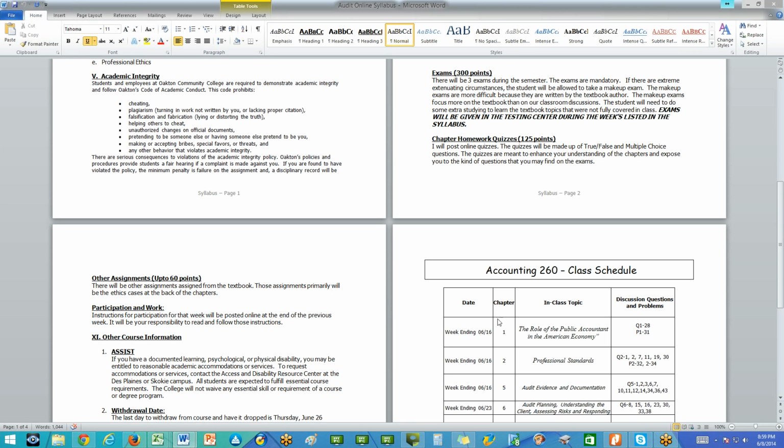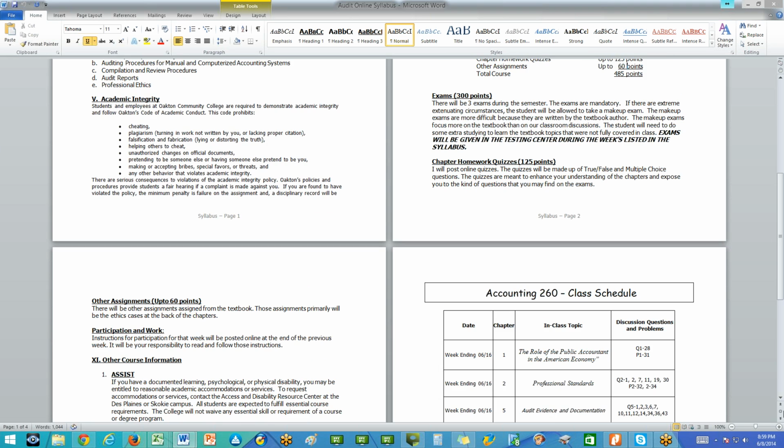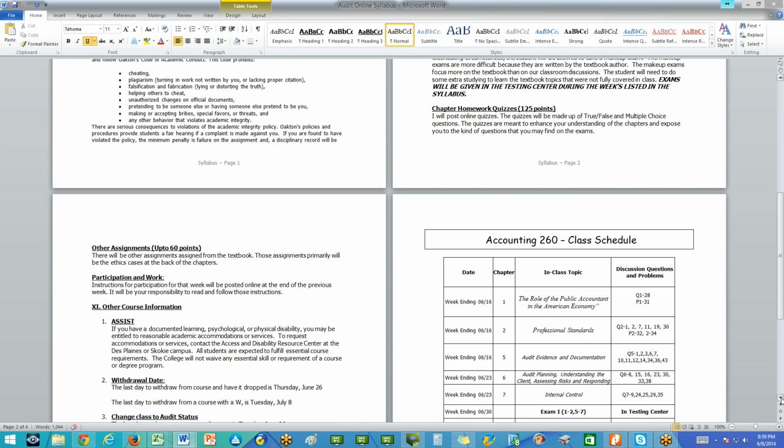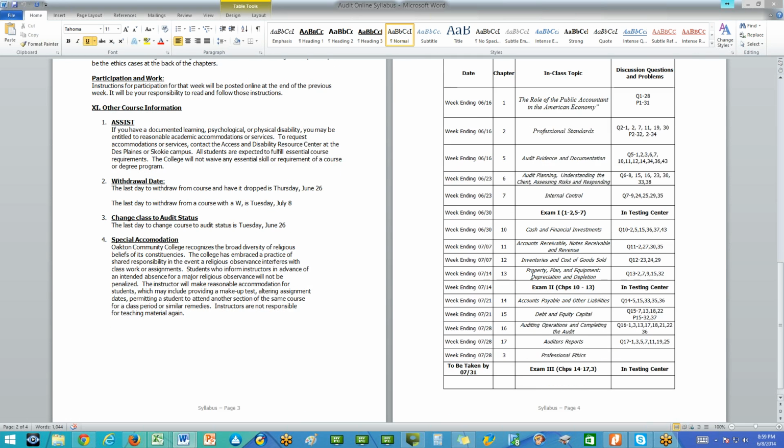Now, here is the outline for the syllabus. The first exam will cover chapters 1, 2, 5, 6, and 7. The second exam will cover chapters 10 through 13. And the third exam will cover chapters 14 through 17 and chapter 3. Chapter 3 is the last chapter because it talks about professional ethics.